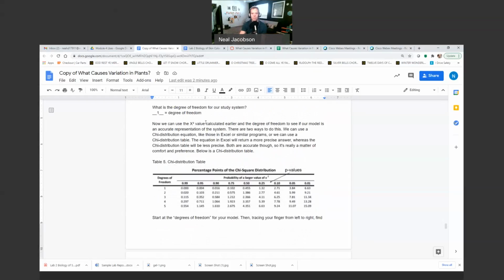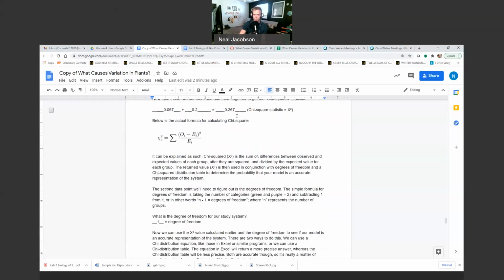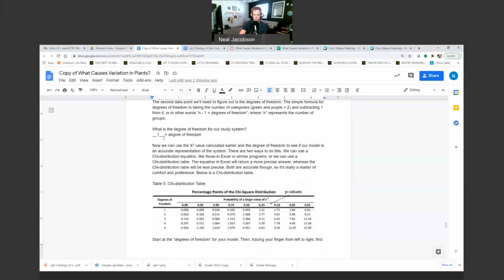Okay, now we can use that chi-squared value that we determined earlier, right, that 0.267. We can use our degrees of freedom and we can figure out the p-value. You can calculate the p-value. There's many ways to do this. You can do it in Excel. You can do it in a chi-distribution table like the one I have down here.